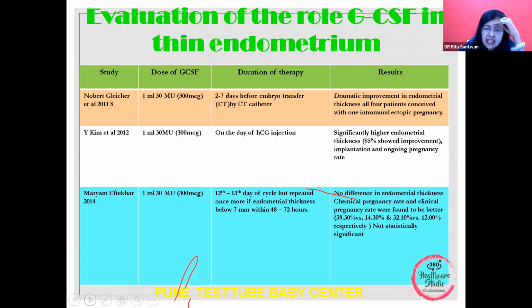These are the different studies that have been presented by the different authors regarding the use of this. Here we can see one famous study by Nobel Glacier. They have shown, 2 to 7 days before the embryo transfer, dramatic improvement in the endometrial thickness; all 4 patients conceived, with 1 intramural ectopic pregnancy. So these are the different studies presented by the different authors.